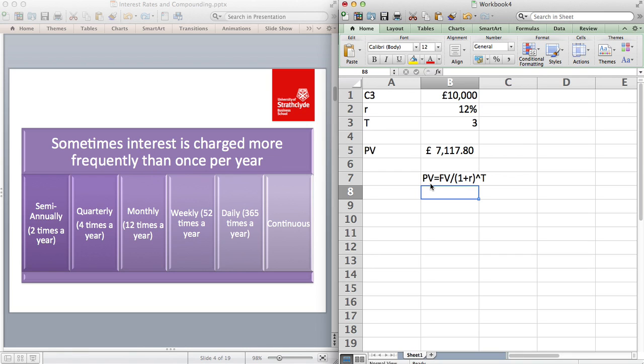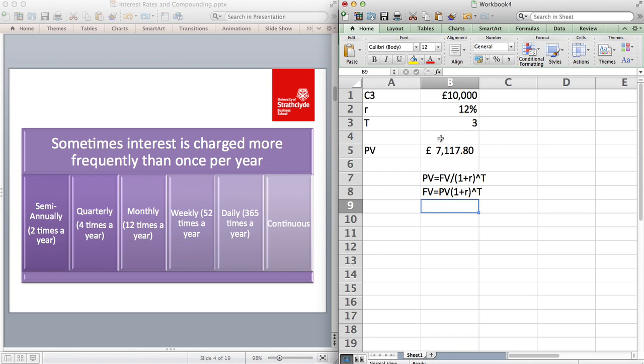We can re-express that as FV equal to PV times 1 plus R to the power T. Now this R here, we're assuming, is compounded once per period. So it's 12% per year, there are 3 years, and that is how we ended up with the present value.